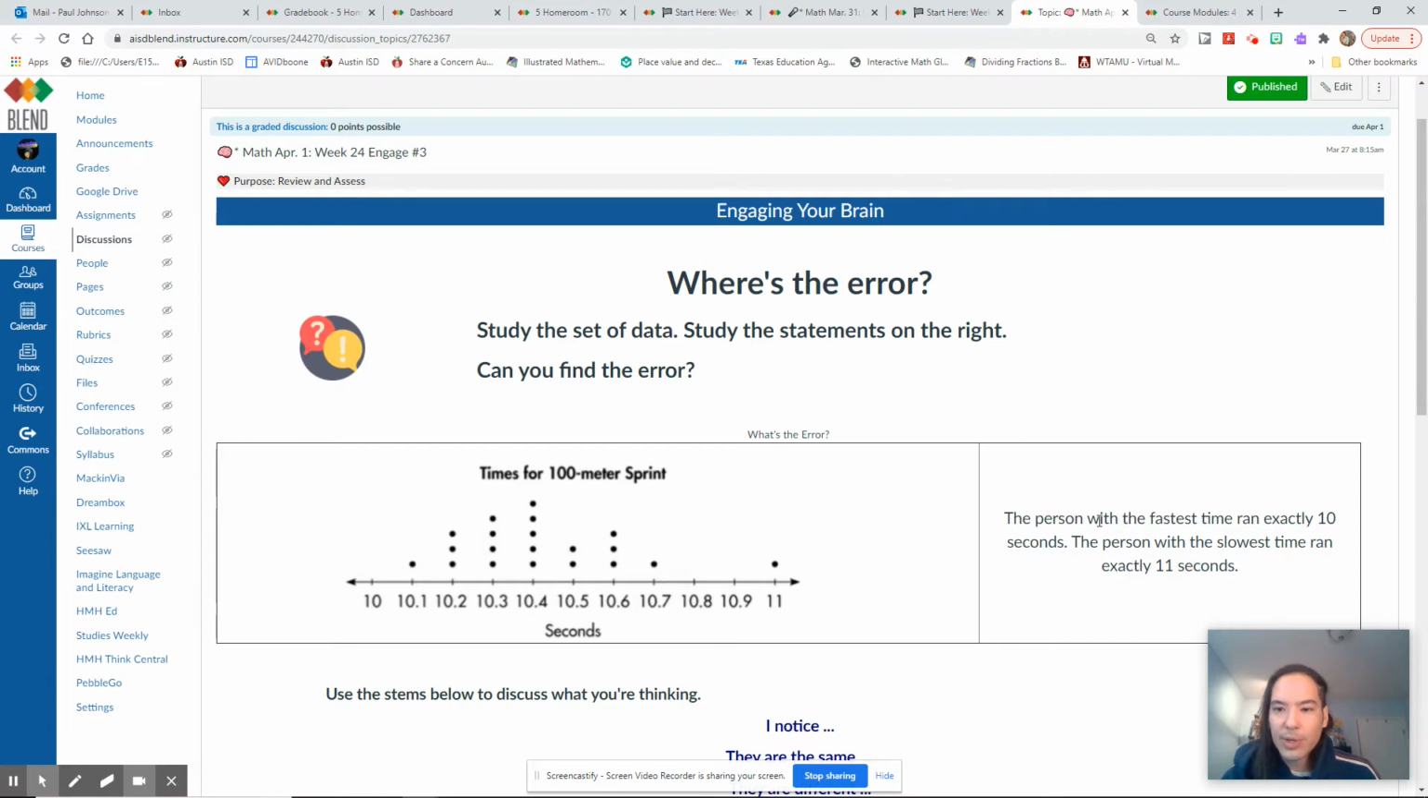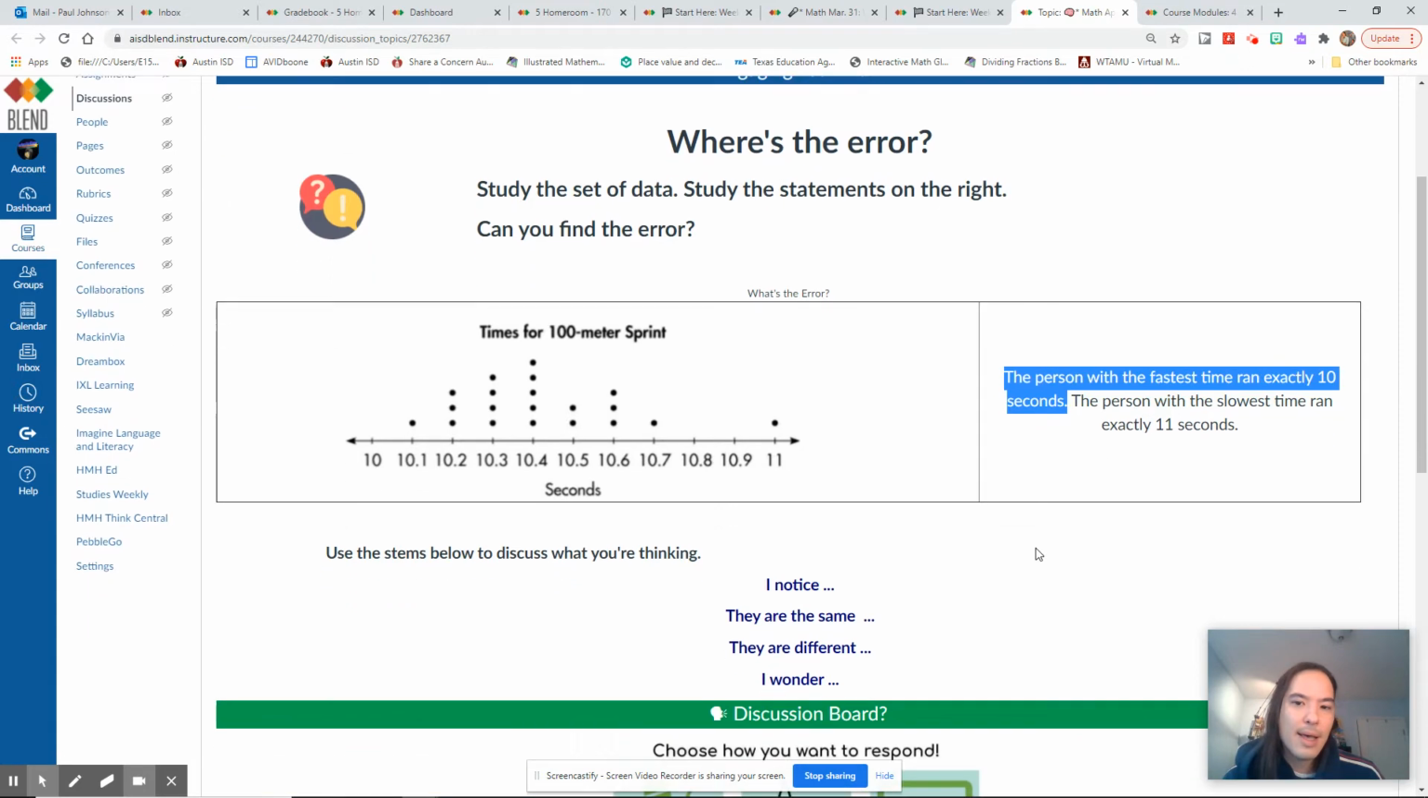So let's take a look. The person with the fastest time ran exactly 10 seconds. If we look at 10, there's no dot. There's no dot above 10. So the person with the fastest time was not the person. There's nobody here. The next smallest number is 10 and 1/10, and we do have one person that finished at 10 and 1/10 seconds. So I don't agree with this first line. The person with the fastest time ran exactly 10 seconds. I don't agree with that.